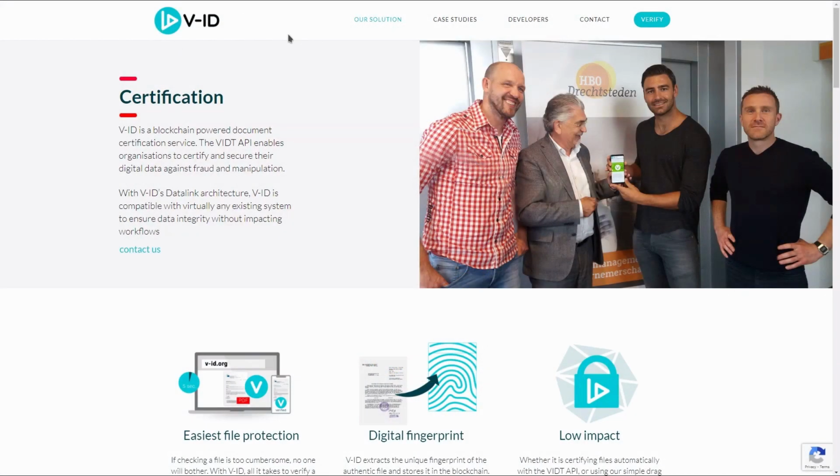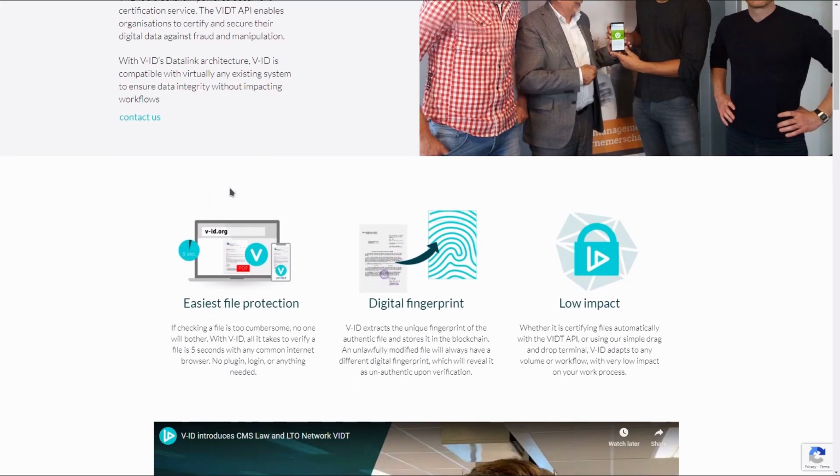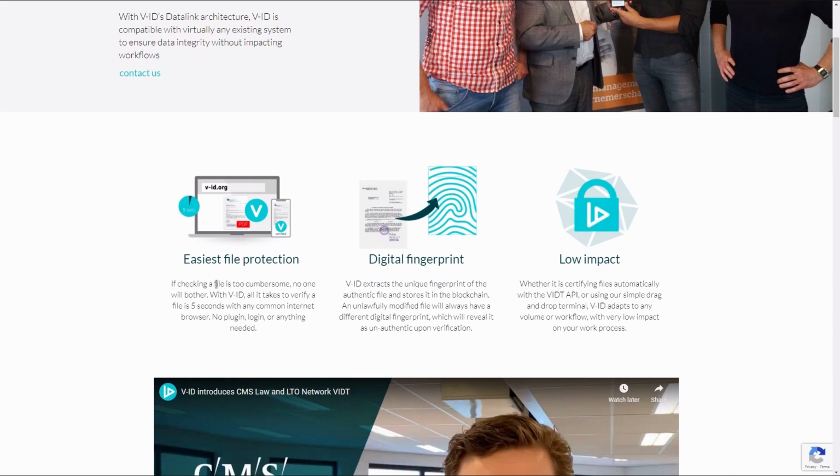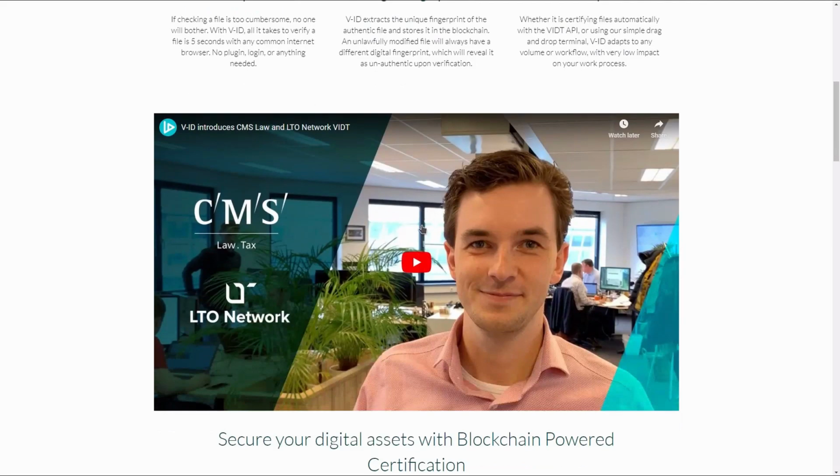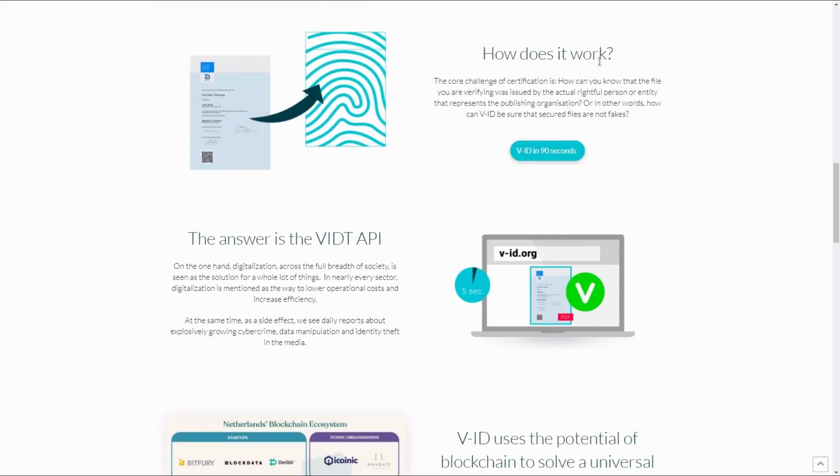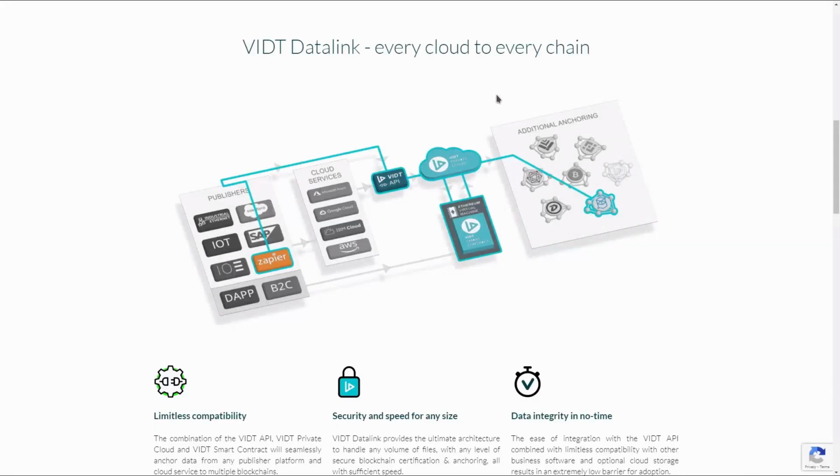So what does VIDT offer? VIDT is a document certification service and is catered to organizations. The VIDT API enables organizations to secure their digital data against fraud and manipulation. Nowadays, anything can be forged or altered. This can be digital documents such as photos, diplomas, reports, grades, research results, and etc. What VIDT does is create a fingerprint for a document that is stored on the blockchain. This specific file can be copied and shared countless times, and yet, the integrity of its fingerprint will still be intact and can be verified.